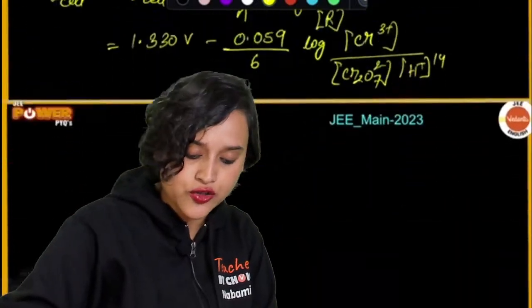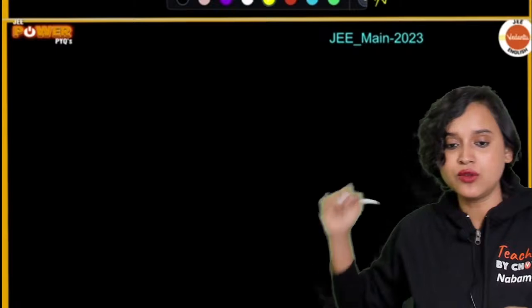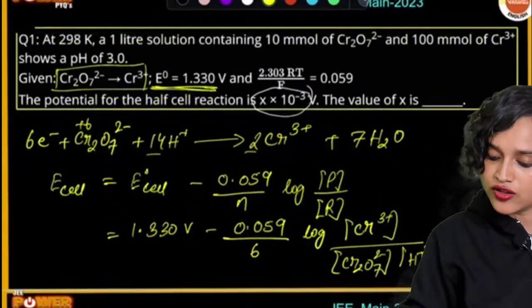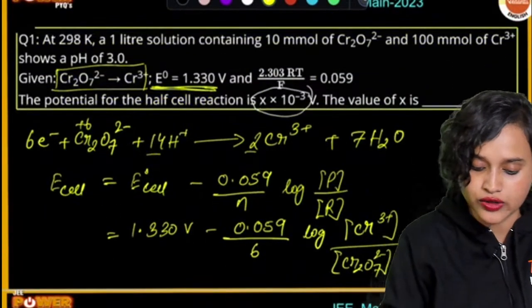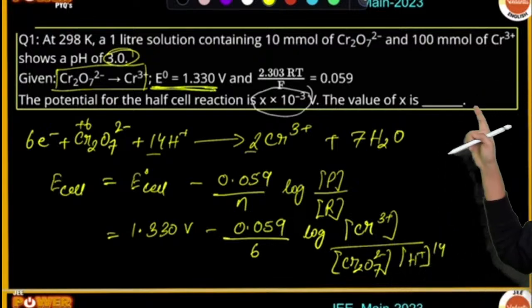Now we are going to solve it further. What is given to us? Remember, in the question it is also given that pH is equal to 3.0. Do you see here? pH is equal to 3.0.